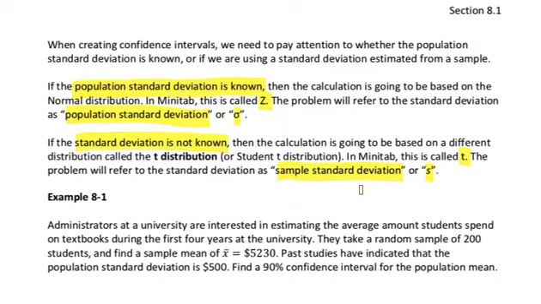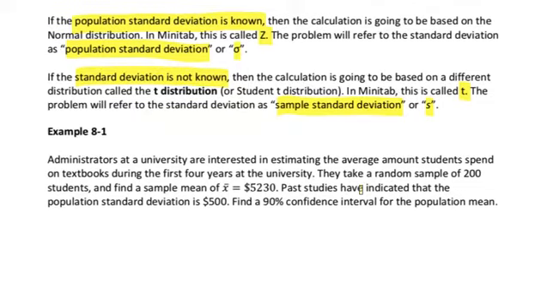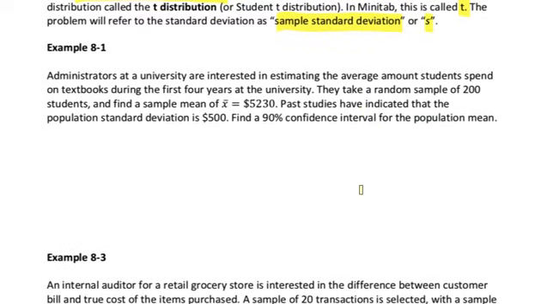So let's look at example 8.1. Administrators at a university are interested in estimating the average amount students spend on textbooks during the first 4 years at the university. They take a random sample of 200 students and find a sample mean of $5,230. Past studies have indicated that the population standard deviation is $500, and we want to find a 90% confidence interval for the population mean. So since they're giving us population standard deviation, this tells us that we're going to use Z.